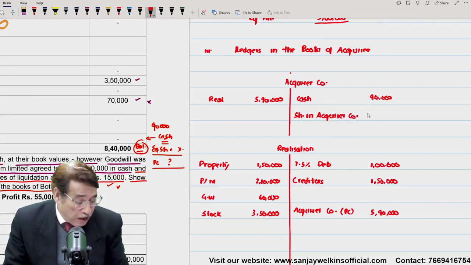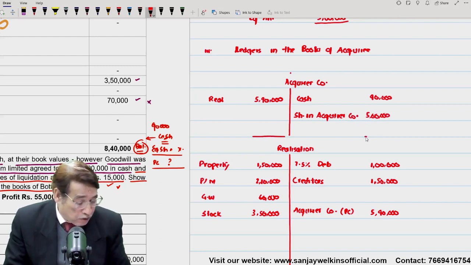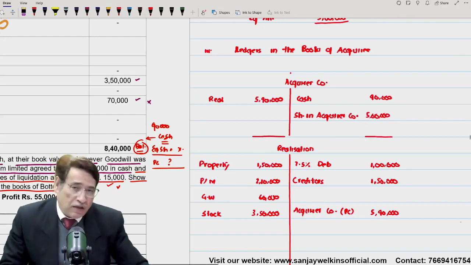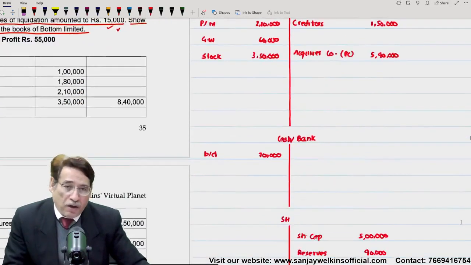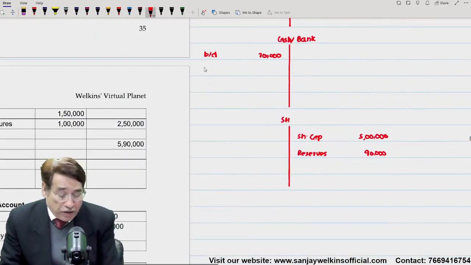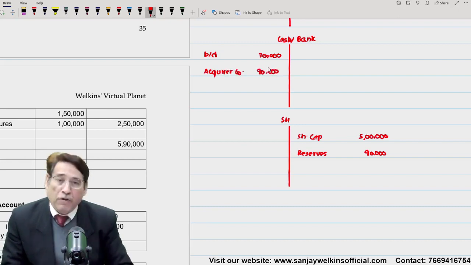That is equal to 5 lakh. The moment you receive the mode of payment, this particular account will get closed. Even in the last session, we talked about this fact: if you are receiving cash, then cash will be posted to the debit side of the cash account. On the debit side of the cash account, I will write acquirer company. We have received cash of rupees 90,000, so I will write here 90,000.